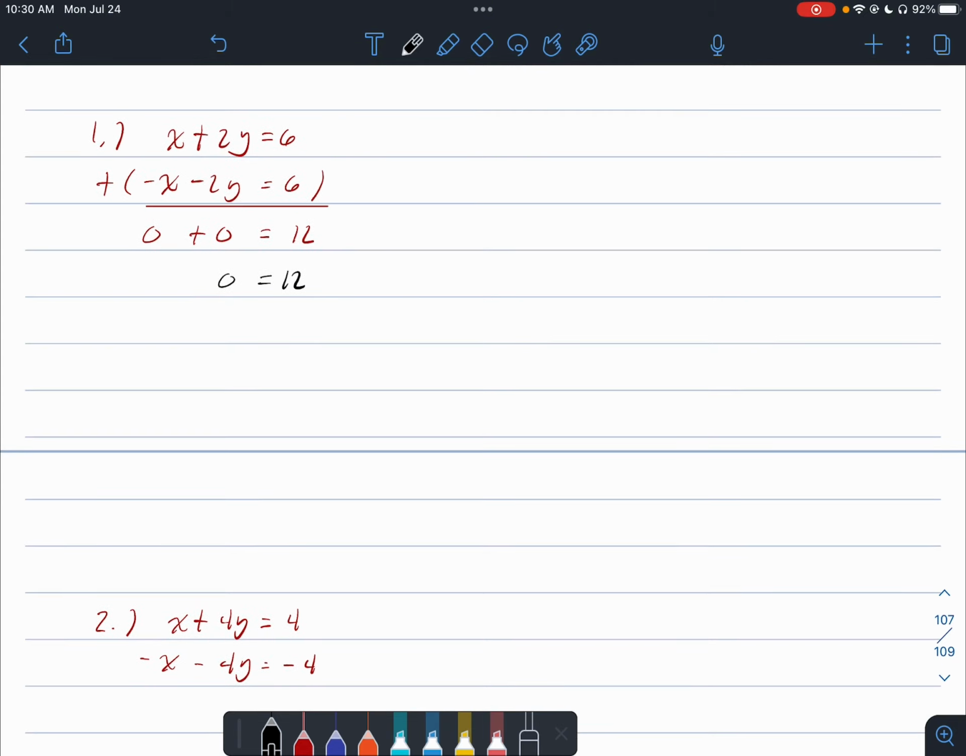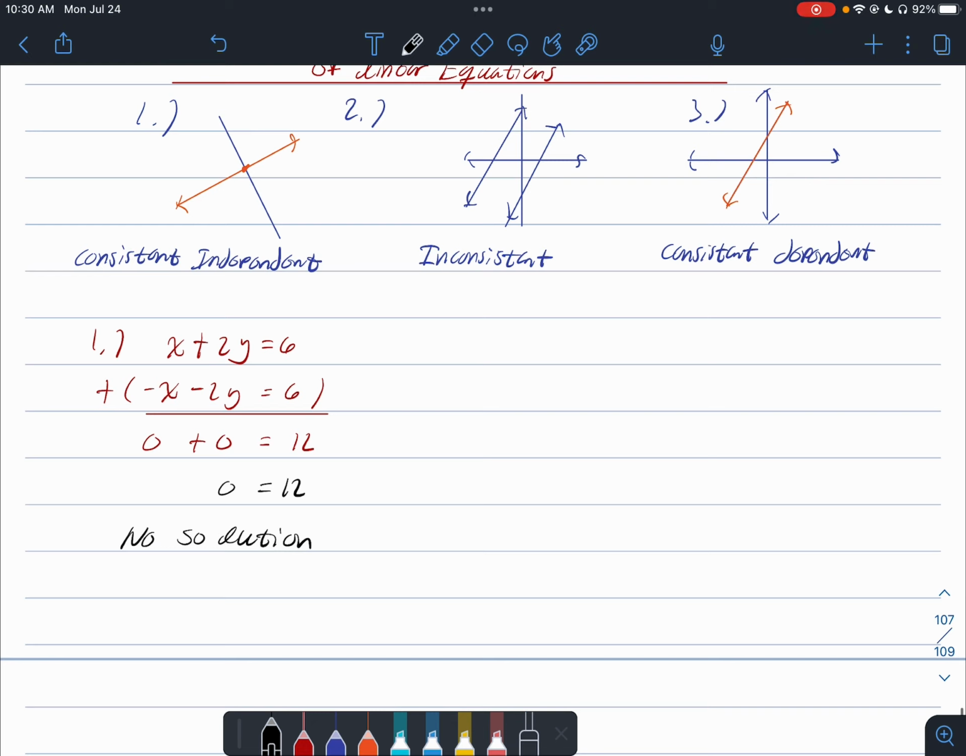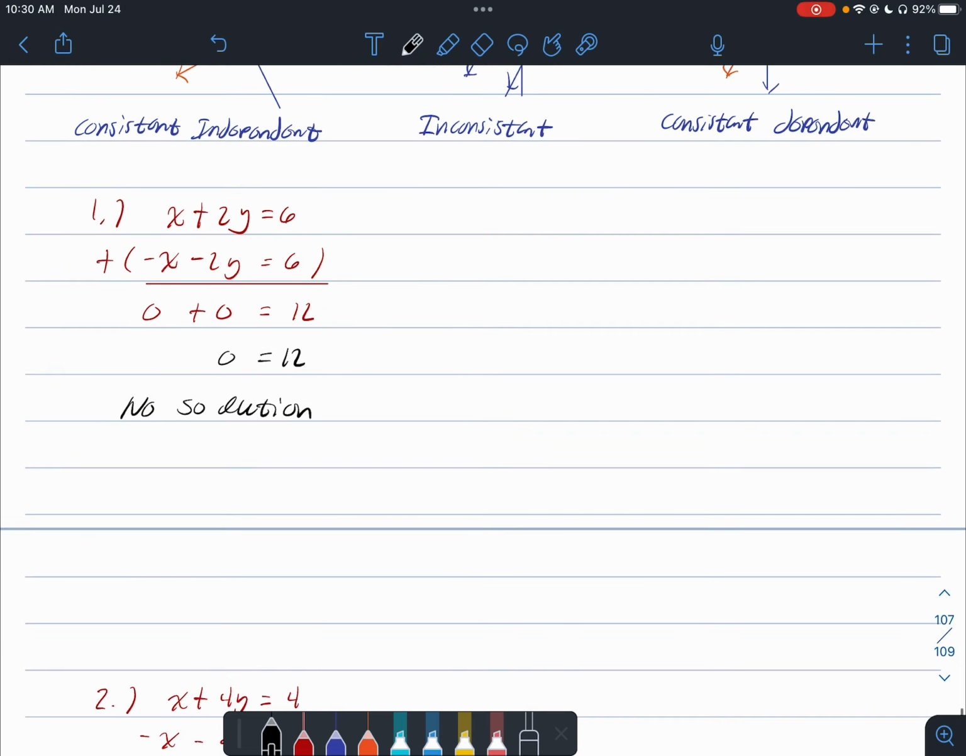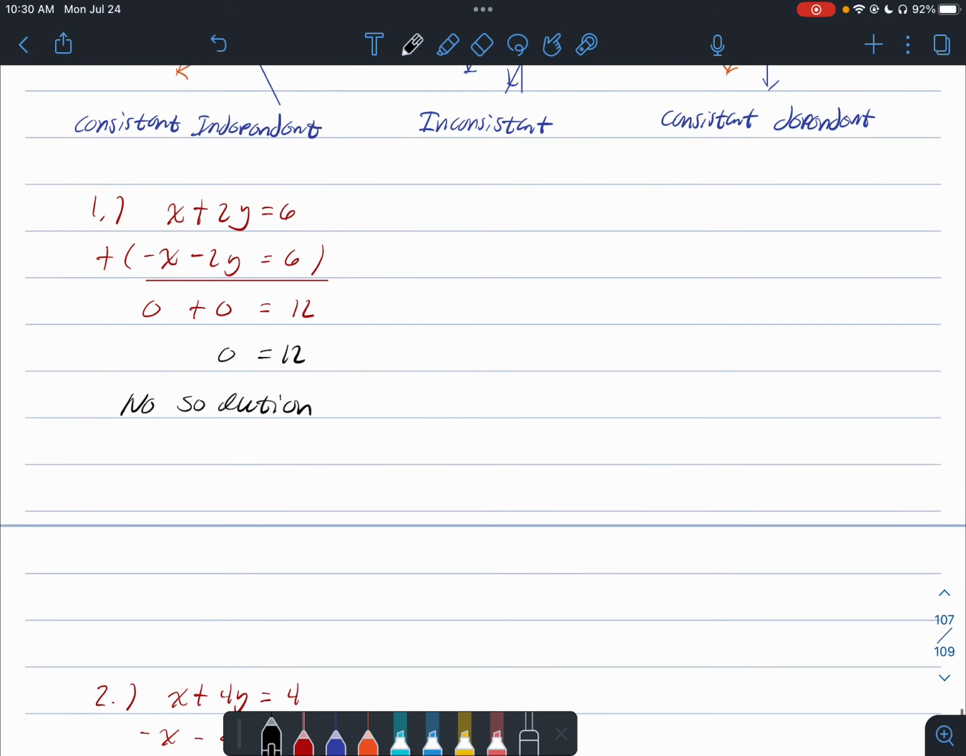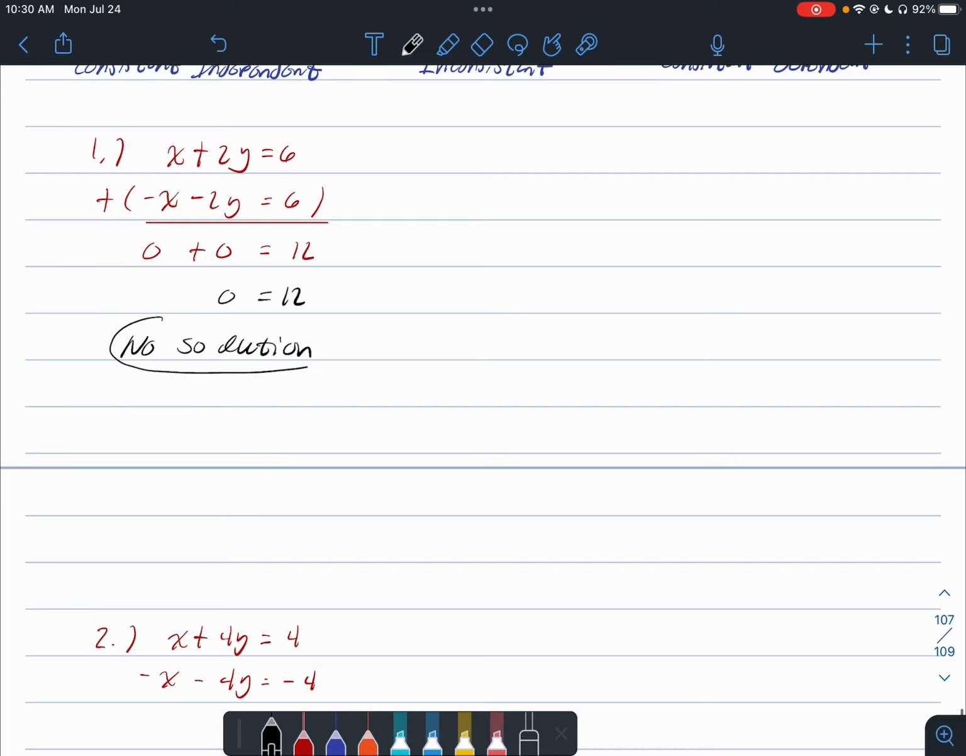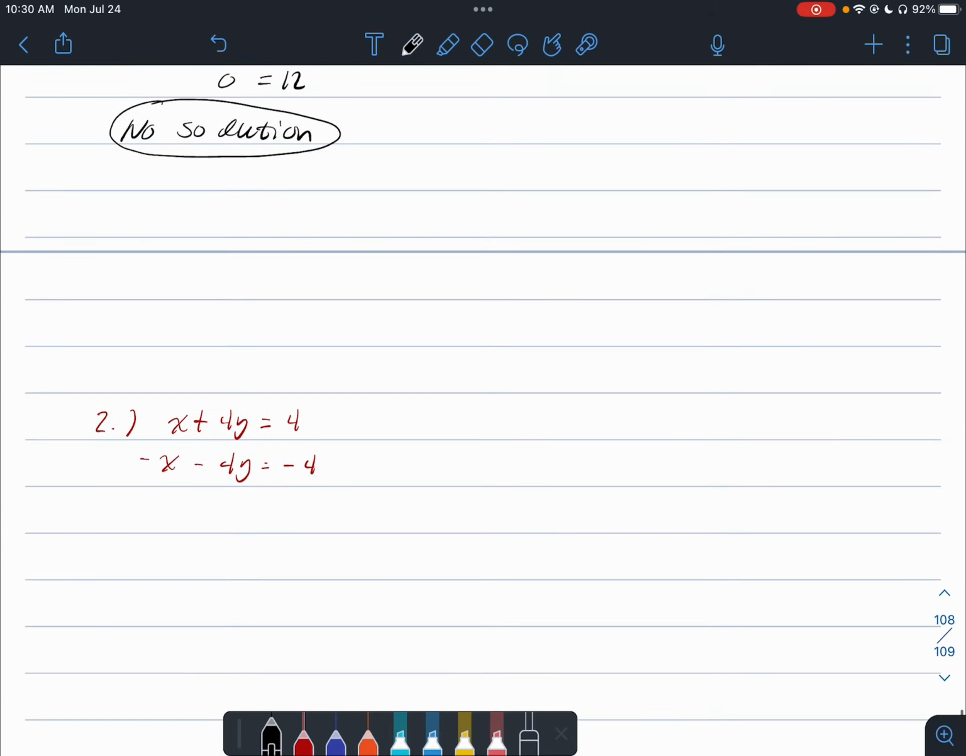Since that is nonsense, that's not true, we can now confidently say that this system of linear equations has no solution. And because it has no solution, it is an inconsistent system of linear equations. Because this is a 2 by 2 system, we're actually looking at two parallel lines here. You can go ahead and stop there. If you ever reduce everything down and get two constants equal to each other that are in fact not equal to each other, you can assume there is no solution and be done. So this is an inconsistent system of linear equations.